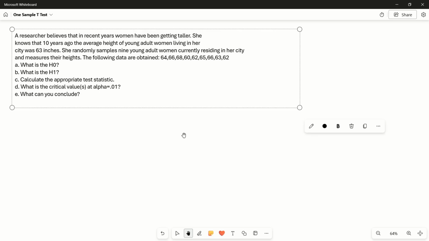A researcher believes that in recent years, women have been getting taller. She knows that 10 years ago, the average height of young adult women living in their city was 63 inches. She randomly samples 9 young adult women currently residing in her city and measures their heights. These are the data.